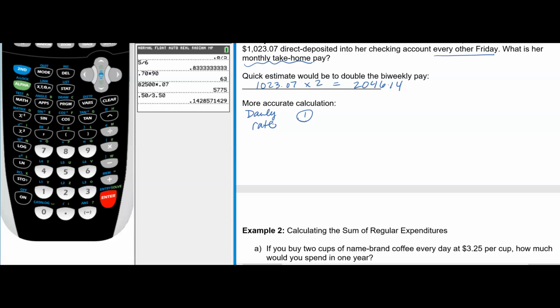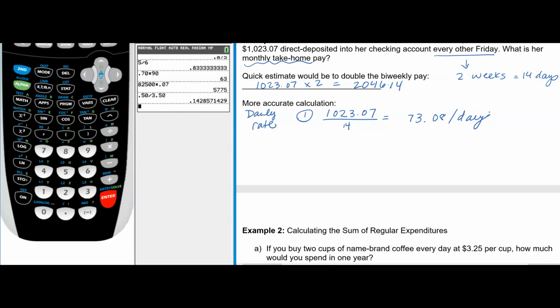Okay, and we're going to do that by taking the $1,023.07. She makes that every other Friday. So that's what she makes. That's basically saying for 2 weeks of pay, and 2 weeks is 14 days. So I'm going to divide that by 14 to figure out how much she makes a day, and I get 73.08. So that's her daily rate.